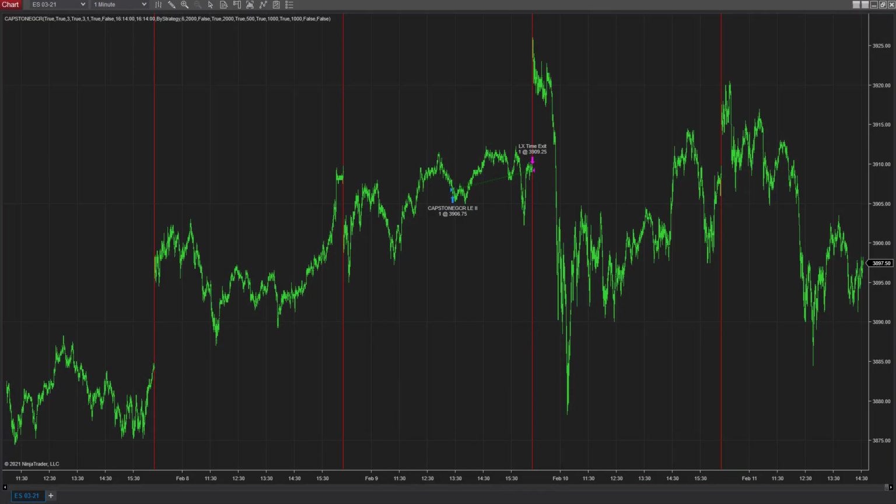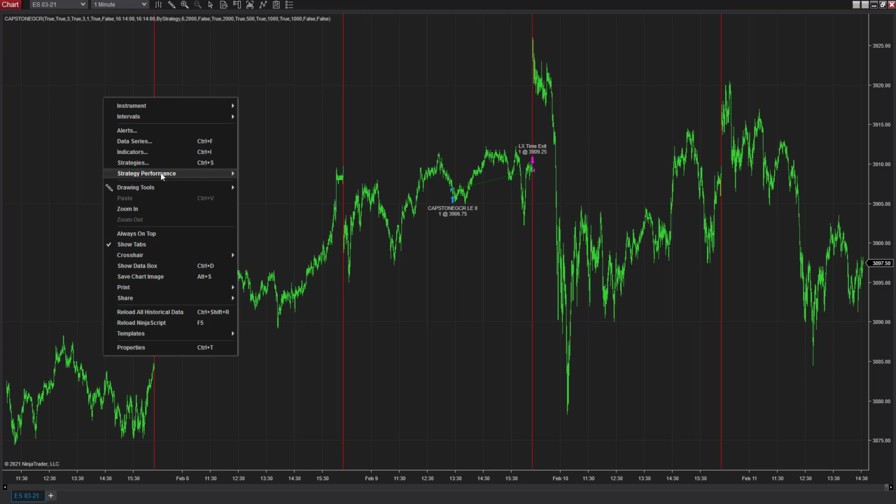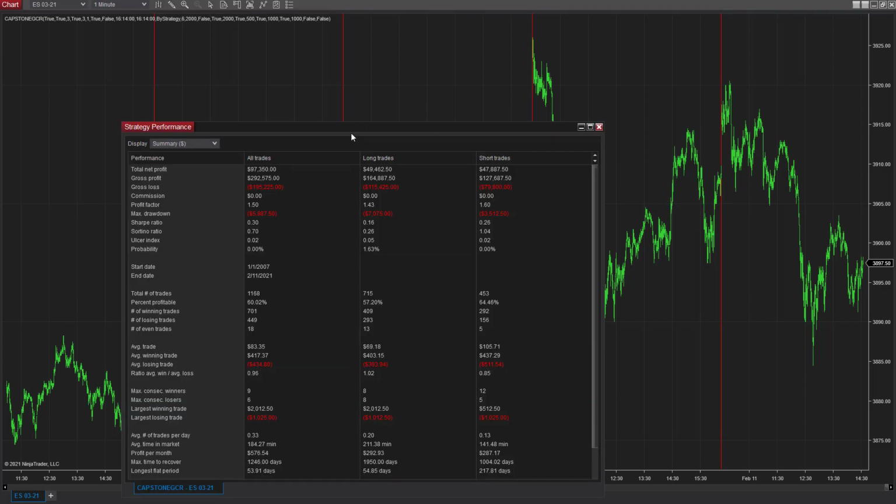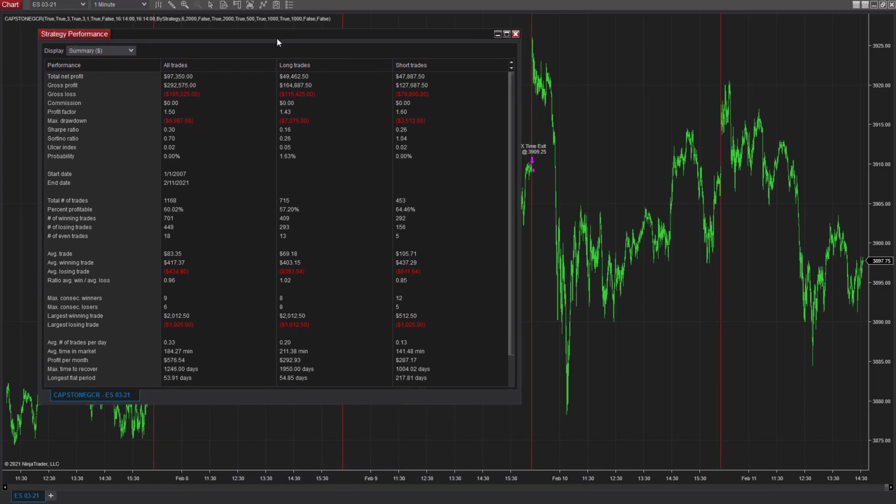This is the gap, continue, and reverse E-mini S&P trading system for NinjaTrader 8. It can also be traded on the micros. We're going to take a look at the results of this strategy, the back test to 2007. These are all the trades based on one contract, 83.35 average trade profit.